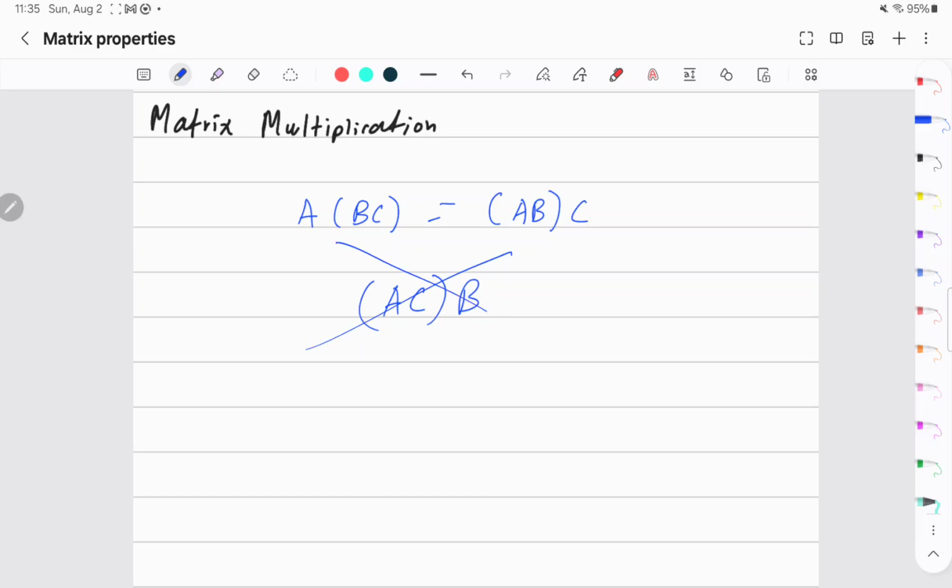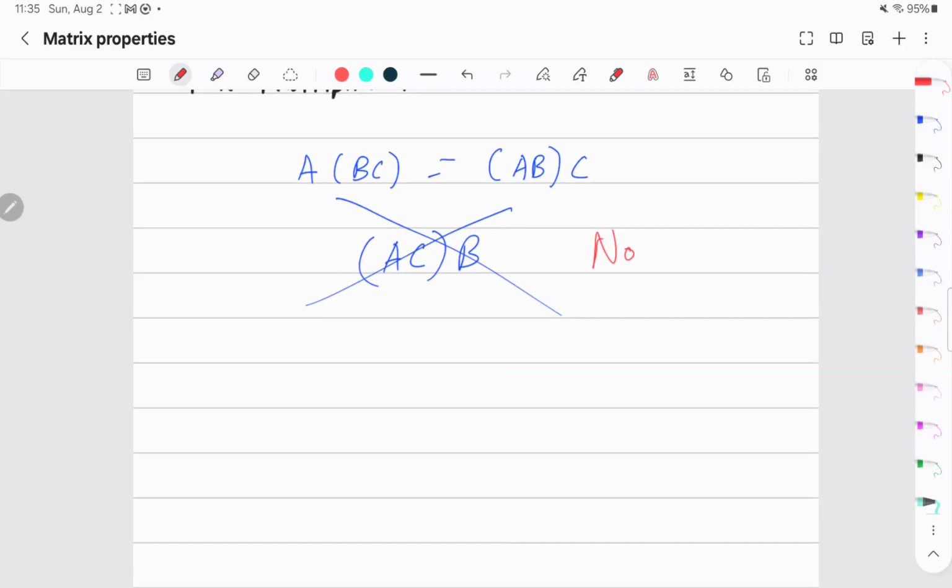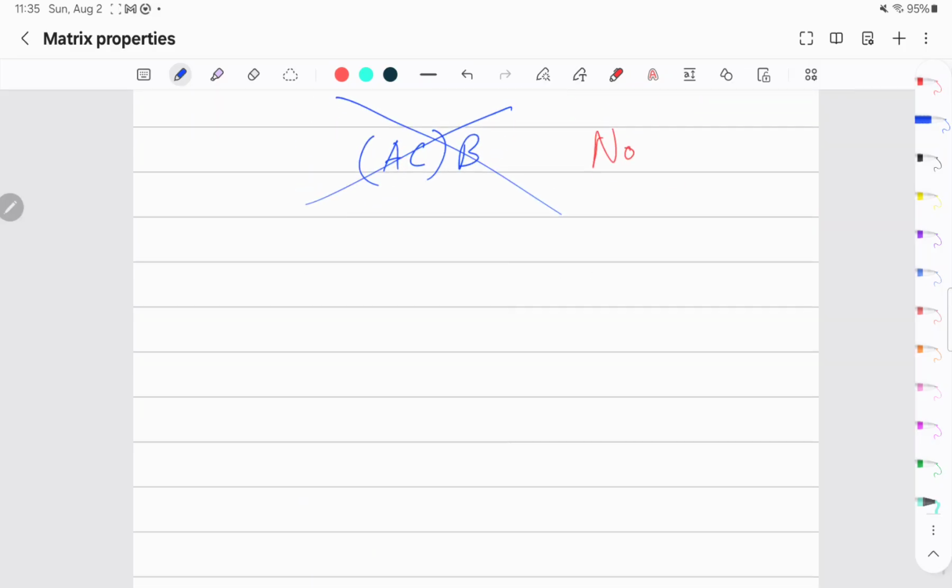That's why this thing, it's not possible. It's a big no-no from my side. So yeah, keep these things in mind. You can also combine all the properties we have learned and sort of put it in mega form.